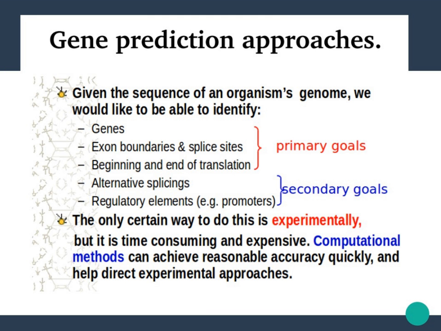Various algorithms like hidden Markov models, discriminant functions, neural networks, similarity based methods, etc. can give a reasonable accuracy quickly and can support experimental approaches.